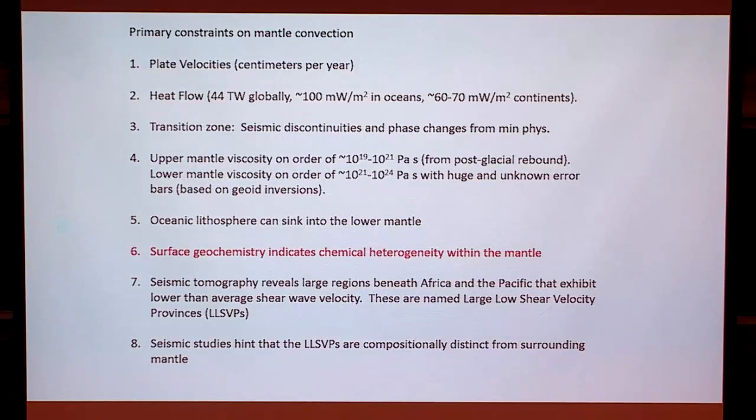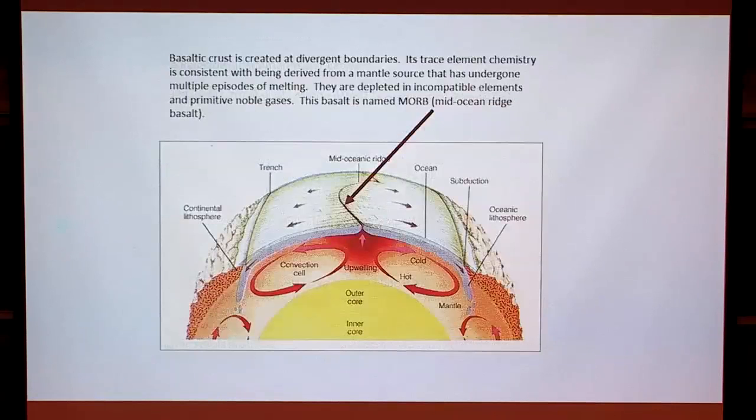Another piece of information that's really valuable to geodynamicists is that the surface chemistry, geochemistry, indicates chemical heterogeneity within the mantle. So if the geochemists are out of the room, that would be okay. But if they're here, they should forgive me. This is a very basic view. But to a geodynamicist, this is geochemistry of the mantle.